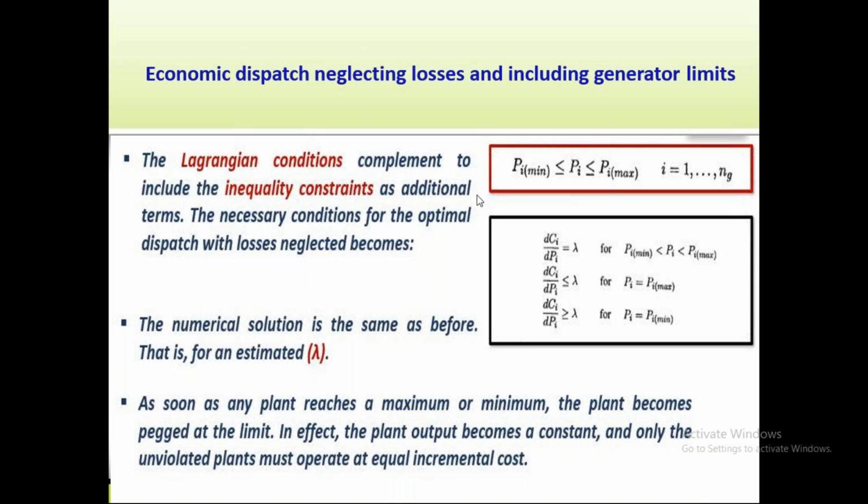In tomorrow's class, we will do two problems based on this derivation. One problem is based on neglecting losses and neglecting generating limits, and one problem is on neglecting losses and including generating limits. So in the next class, we will do those two problems. All of you have to bring notes and a calculator with you for tomorrow's class.